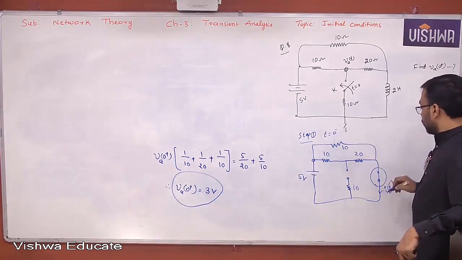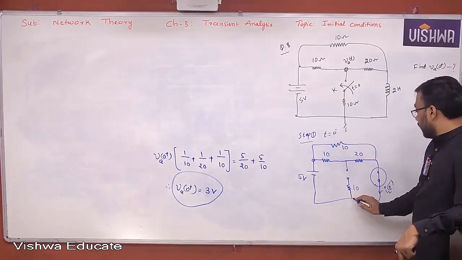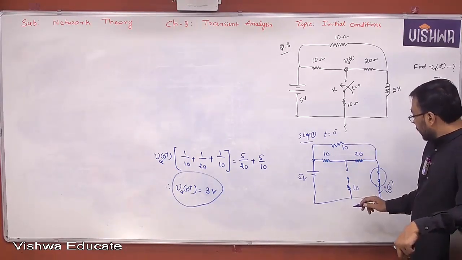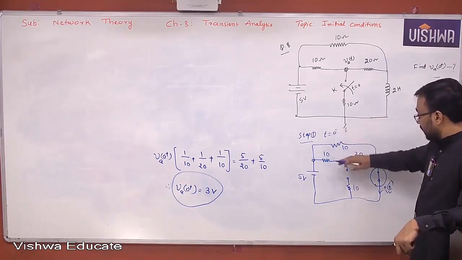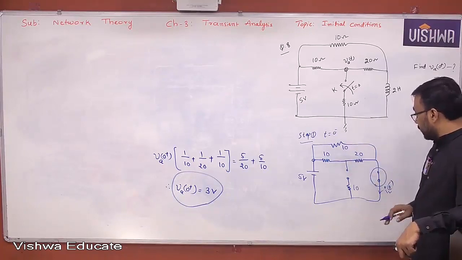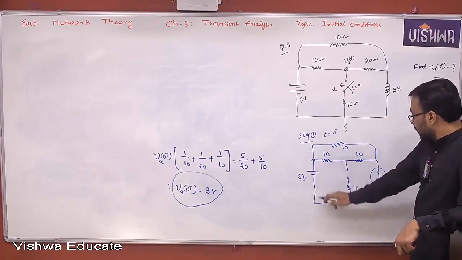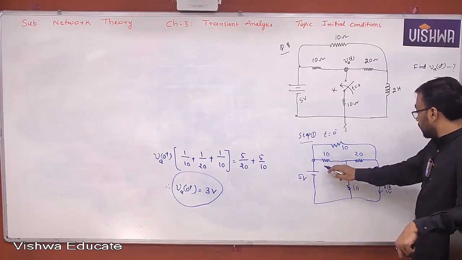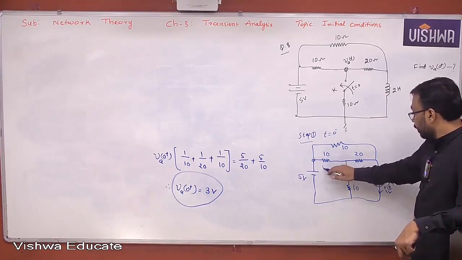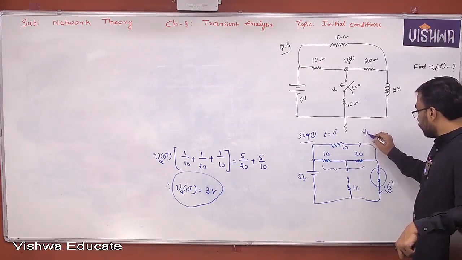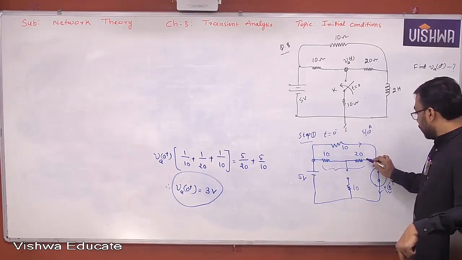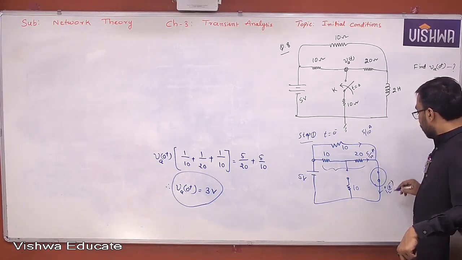Because it's 0 minus, okay? For that, you can see this is open, so you can't expect any current. These two are parallel paths, yes or no? 10, 20 parallel to what? 10. And this voltage is appearing across 30 and also across 10. So the current flowing here is 5 by 10 amperes, and here it is 5 by 30 amperes. Yes or no?